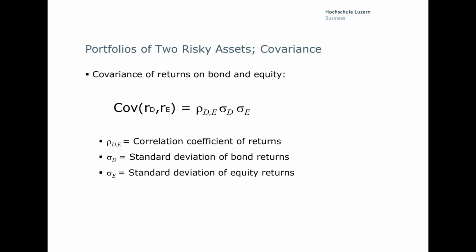Portfolios of two risky assets focusing on covariance. Notice that the covariance can be computed from the correlation coefficient as shown in the formula below. All other things equal, we can say that if the correlation of debt and equity is increasing, the covariance of debt and equity will also increase. If the correlation of debt and equity is decreasing, the covariance of debt and equity will also decrease.